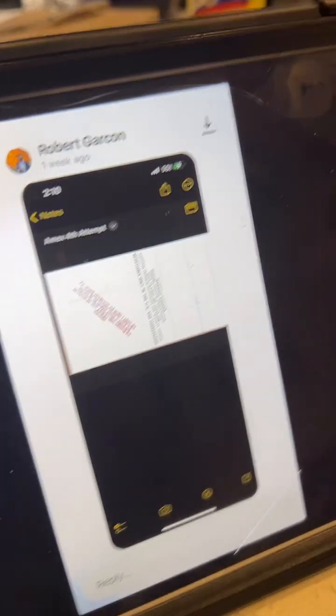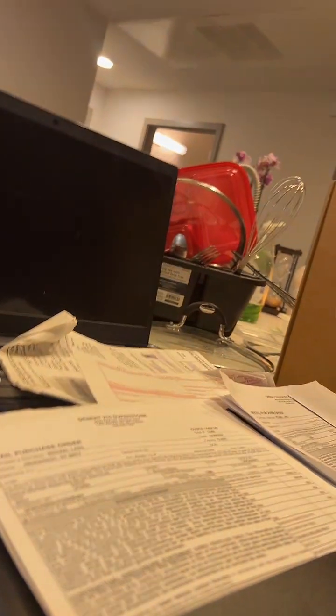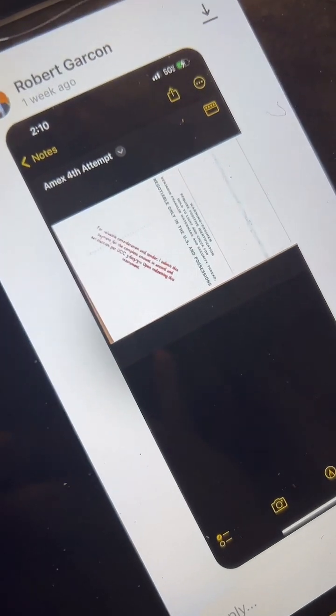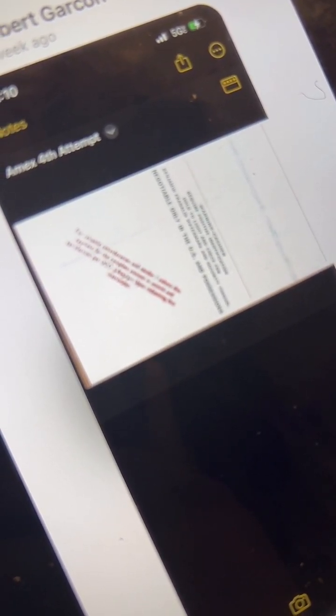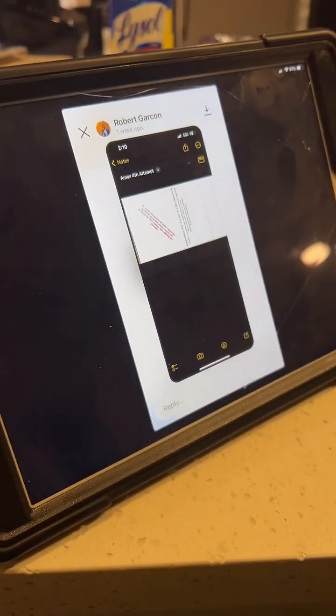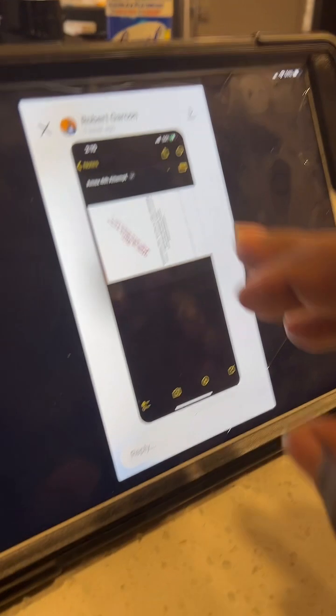Do I need to zoom in? Hold on. I think I might need to zoom in. Oh, it's not letting me zoom in. So I'm going to just read it out loud. It says, for the valuable consideration and tender, I submit. I can't even really see it. And I'm the one who told the man how to. Let me try to zoom in a little bit.